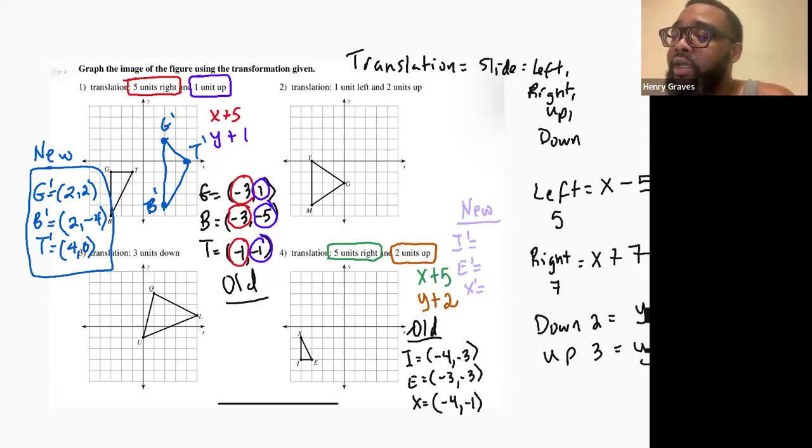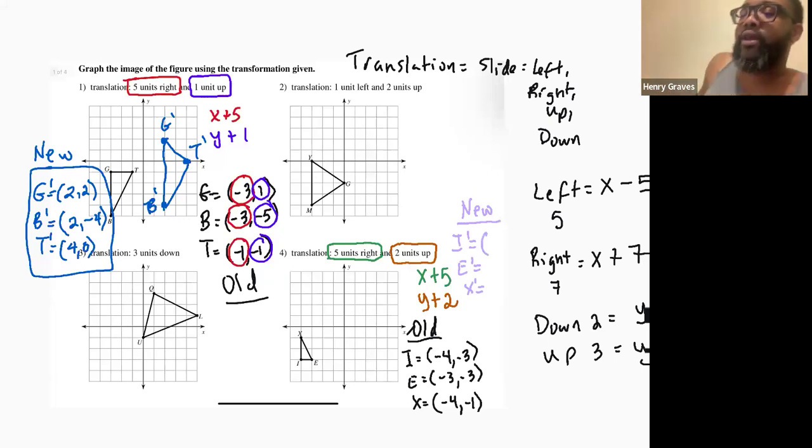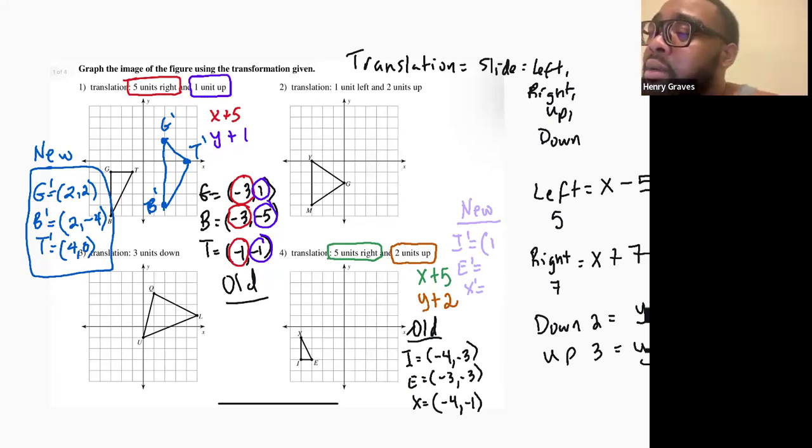I'm going to add 5 to all the X numbers first. So -4 plus 5 is 1. -3 plus 5 is a +2. And then for my X, -4 plus 5 is still 1. Now my Y numbers, I'm going to add 2 to that because that's my transformation rule. So -3 plus 2 is -1. -3 plus 2 is -1 as well. And -1 plus 2 is +1. Shouldn't it? -3 plus 2 is -1, yeah.